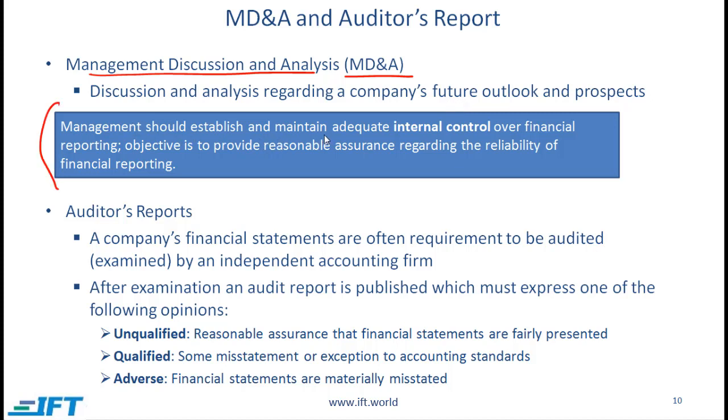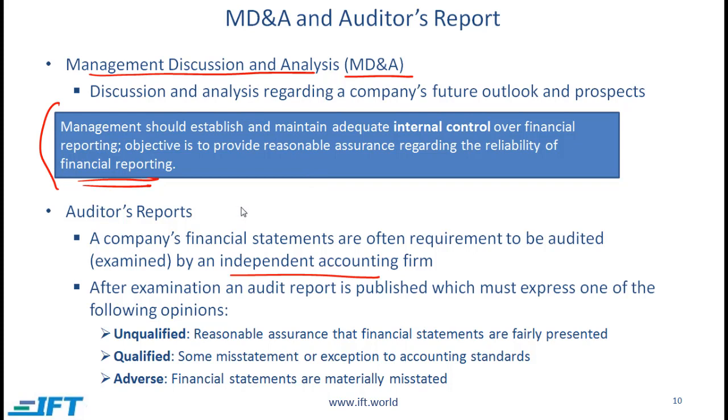Management should establish and maintain adequate internal control over financial reporting. The objective is to provide reasonable assurance regarding the reliability of financial reporting. Essentially, this means that when a company is preparing financial reports, the company should put in place processes to ensure that the financial reports adequately reflect the economic reality of the company.